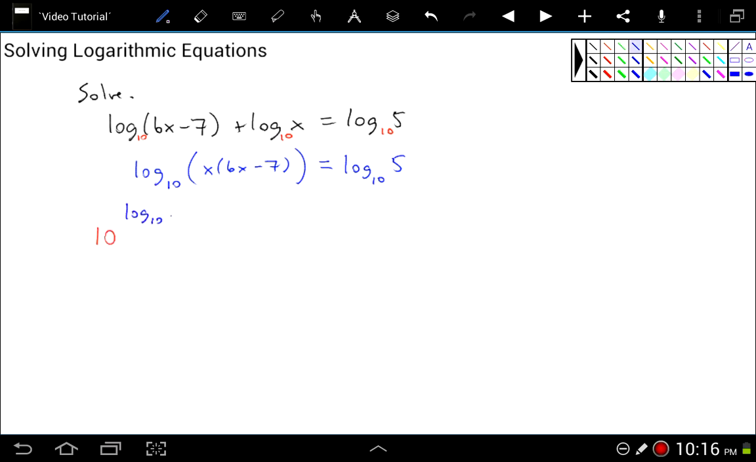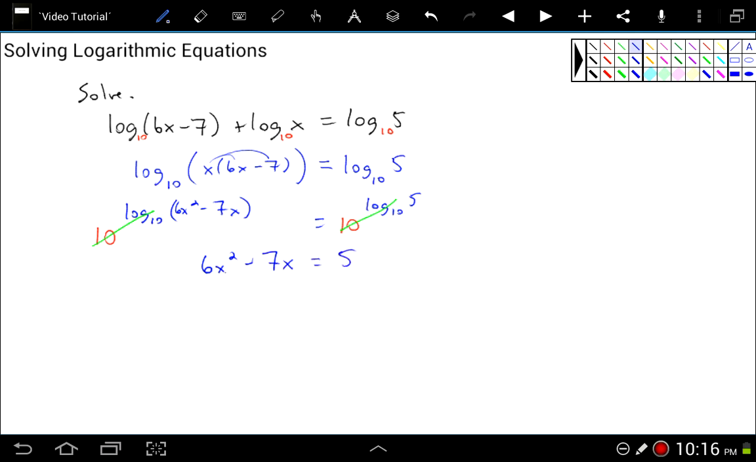And while I'm at it, I might as well distribute my x here to get 6x squared minus 7x. And I'll apply a base of 10 to the right side to get 10 to the power of log base 10 of 5. And now my base 10 and log base 10's cancel. So on the left side I simply have 6x squared minus 7x, and on the right side I have 5.